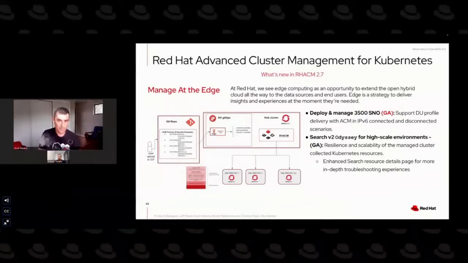I also want to highlight our search squad. The version 2 called Odyssey is now GA and ready for high scale environments. I love the fact that we're bringing in the search resource details, bringing that more up to speed with the way it looks in the OpenShift console, and expect further enhancements to those search results in the coming releases. You'll also remember that we do have user configurable dynamic collection for your metrics. That's a great feature for management out at the edge.